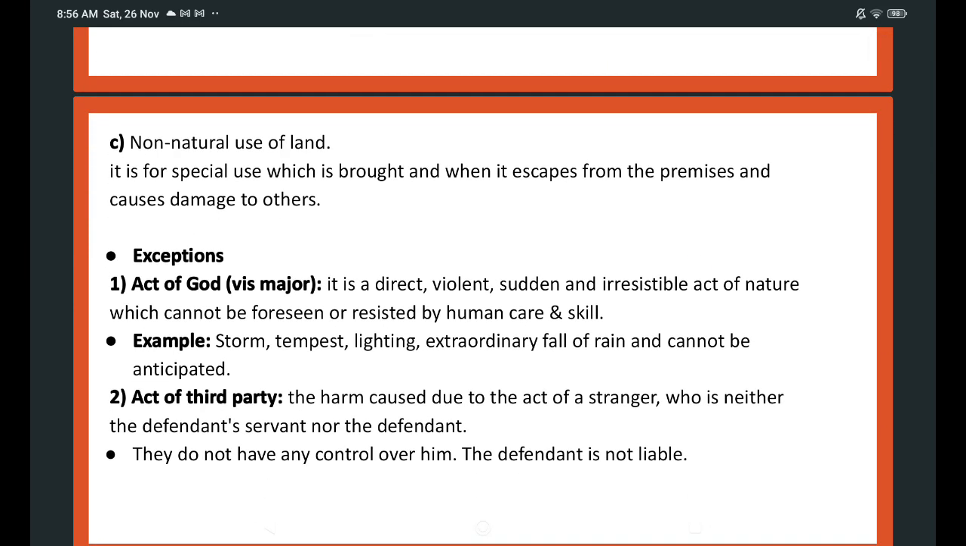The third one is non-natural use. It is for special use. It was brought and it escapes from the premises and causes damage to others. What is the meaning of non-natural use? In the case of Rylands versus Fletcher, the water collected in the reservoir was such a huge quantity that it is held to be non-natural use. Keeping water for ordinary domestic purposes is natural use.